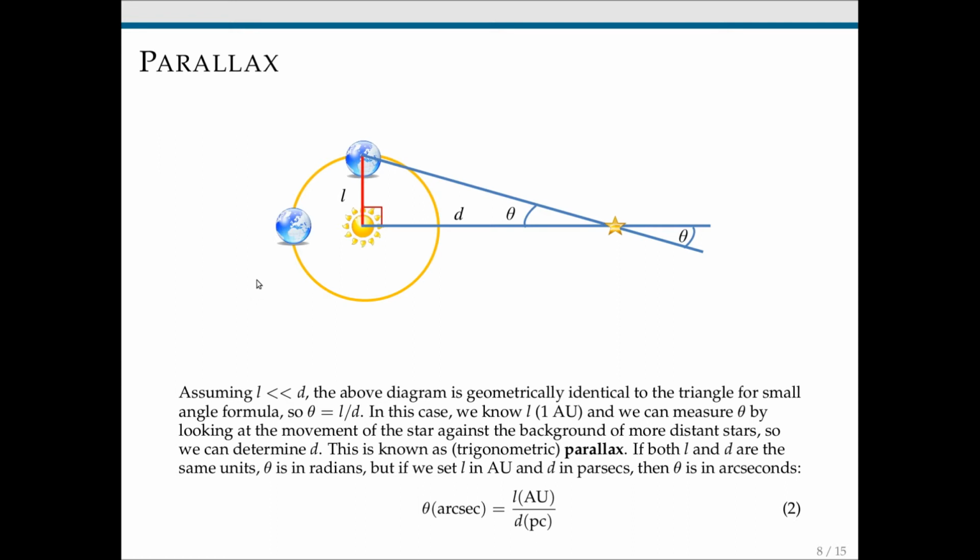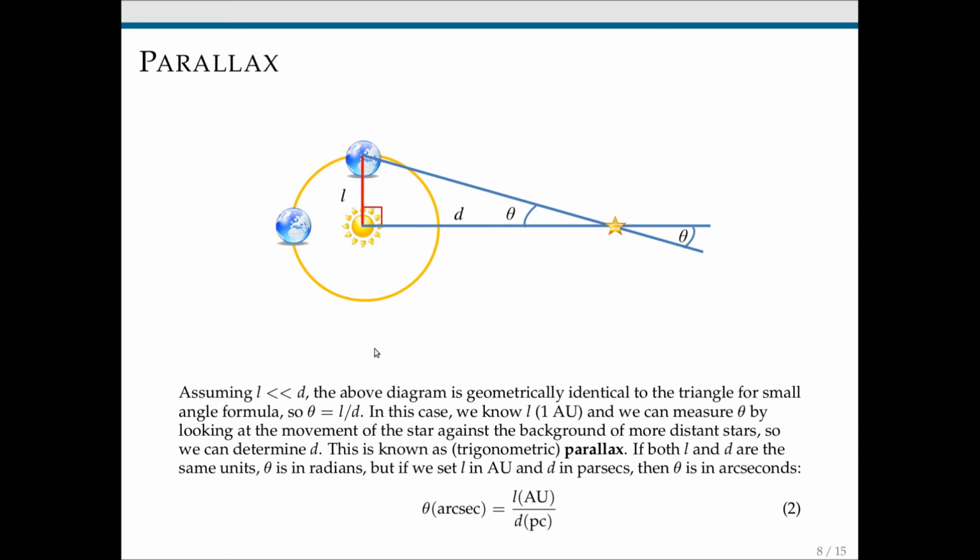Theta we know as well because we can determine it based on the shifting of this star in comparison to background objects. We therefore can calculate D, and this is what allows us to calculate the distances to very distant astronomical objects. Now it turns out that if we use L in astronomical units and theta in arcseconds, then D will be in parsecs. This is in fact how parsecs are defined. Note that generally we wait 6 months so that our L, our baseline, is equal to 2 AU rather than 1.